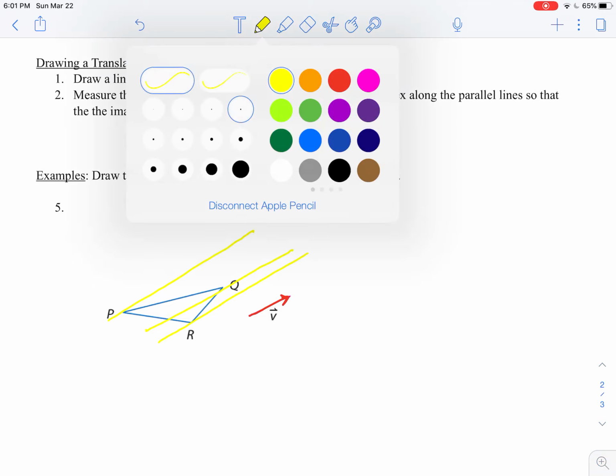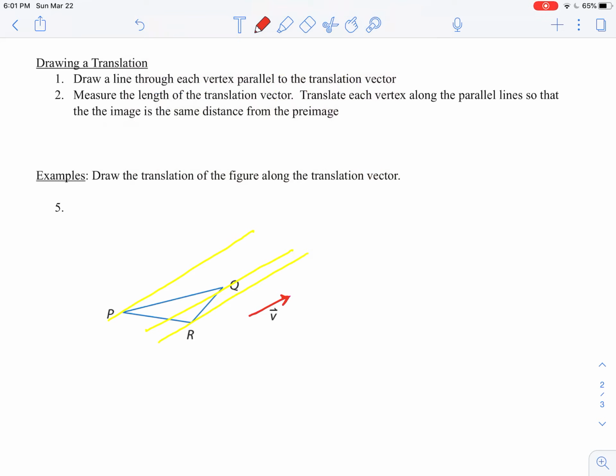Okay, then you're going to take your ruler and you're going to measure vector V. Make sure you measure from the end of the vector all the way to the tip of the arrow of the vector, from the initial point to the terminal point. I like to measure in centimeters simply because they're broken up into tenths, so it's easier to work with. So when I measured this on my actual piece of paper, I measured vector V to be about 1.6 centimeters long.